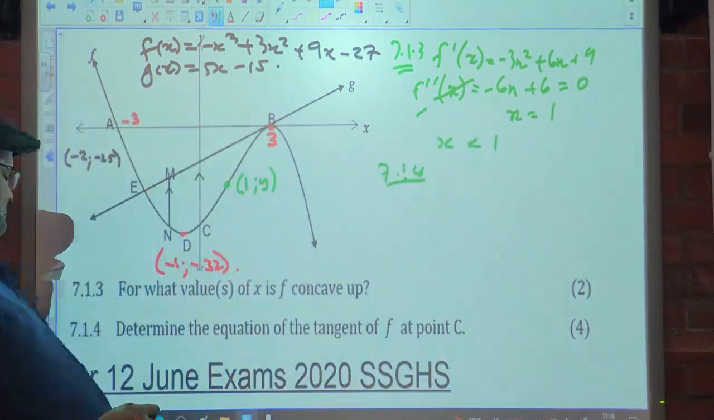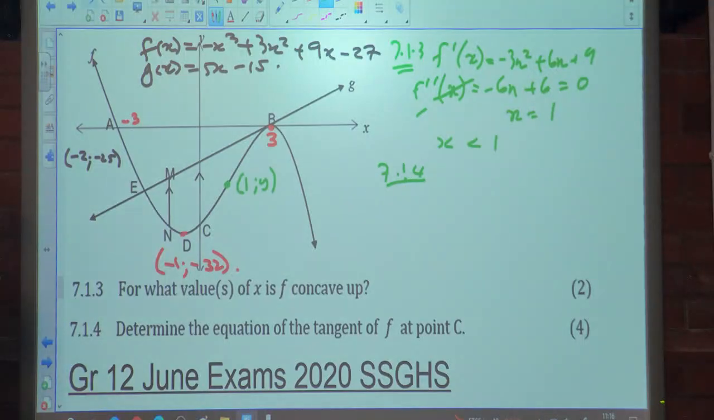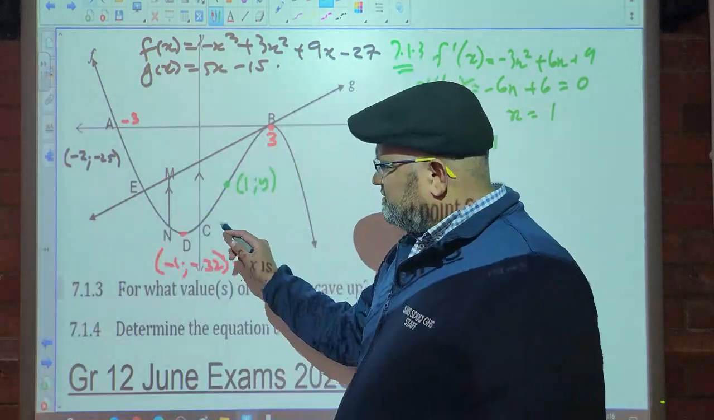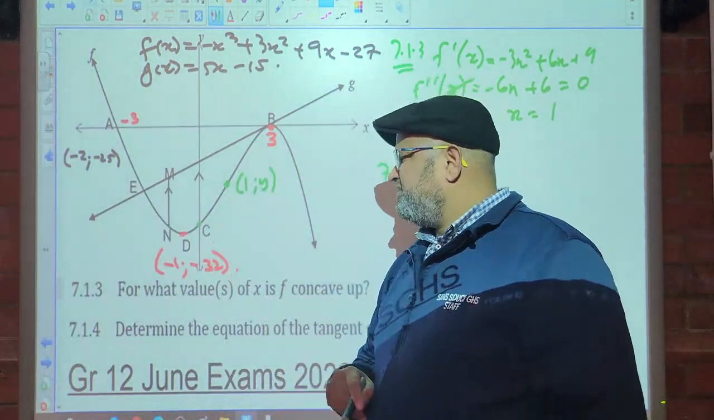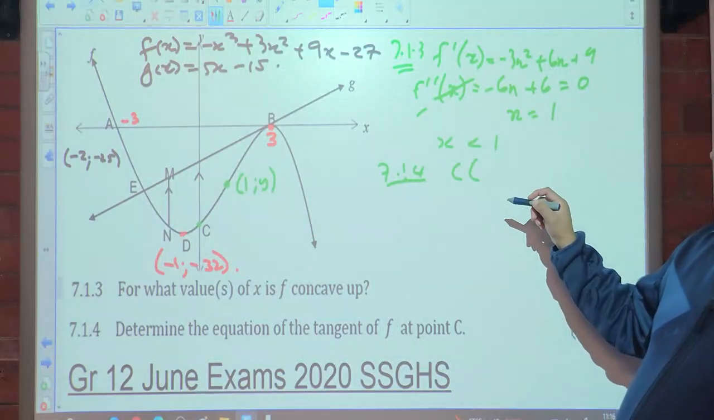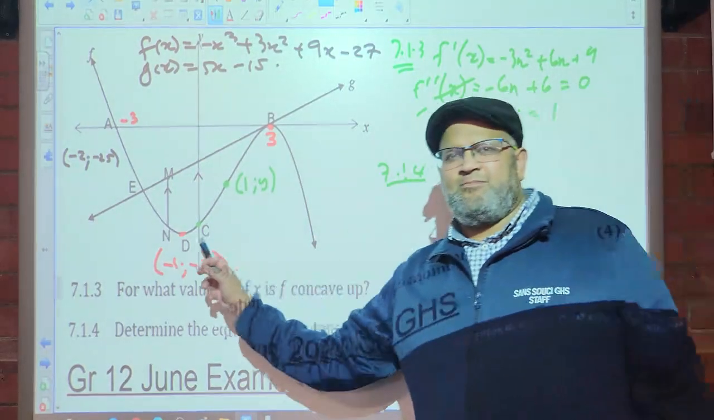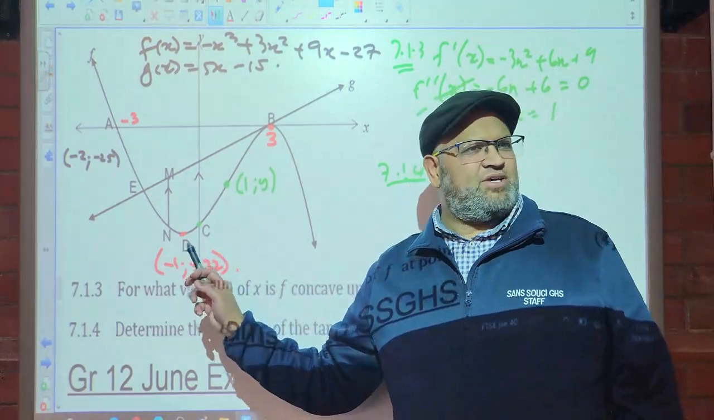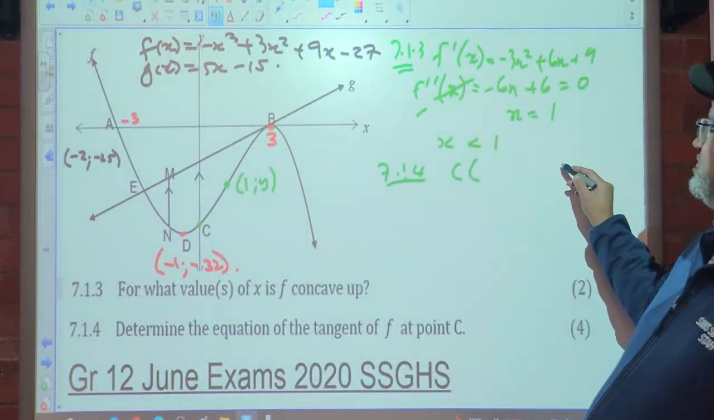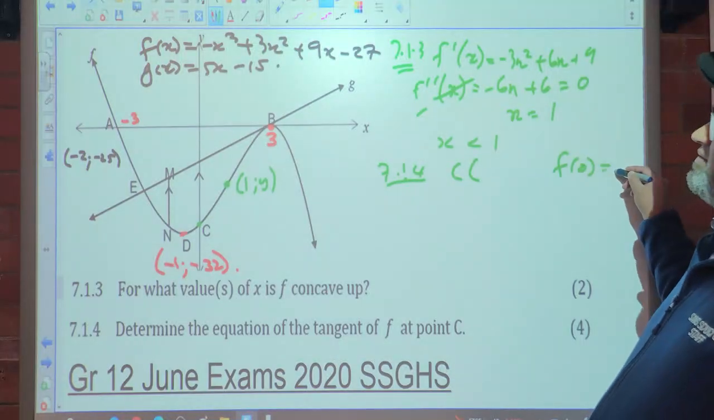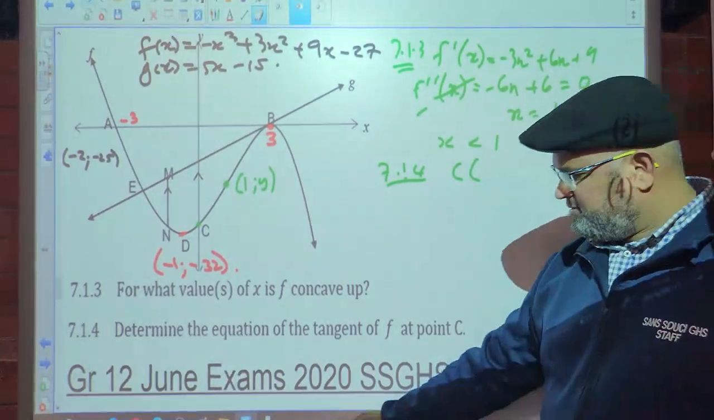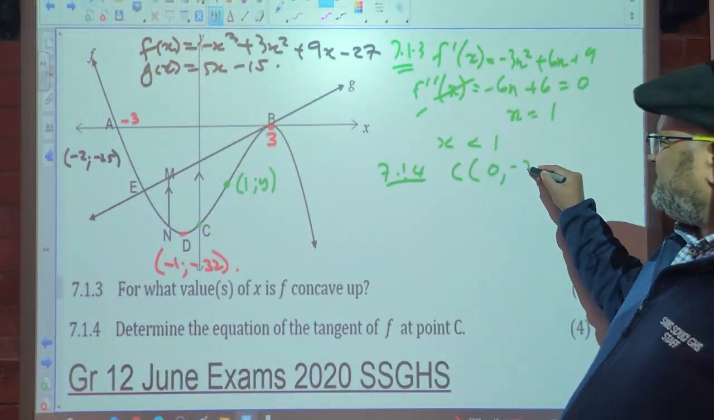7.1.4. Determine the equation of the tangent of f at c. So here, what's the coordinate of c? People, what is c? It's the y-intercept. How do you calculate the y-intercept? X equal to 0. So what is f of 0? Negative 27. So what are the coordinates of c? 0 and negative 27.